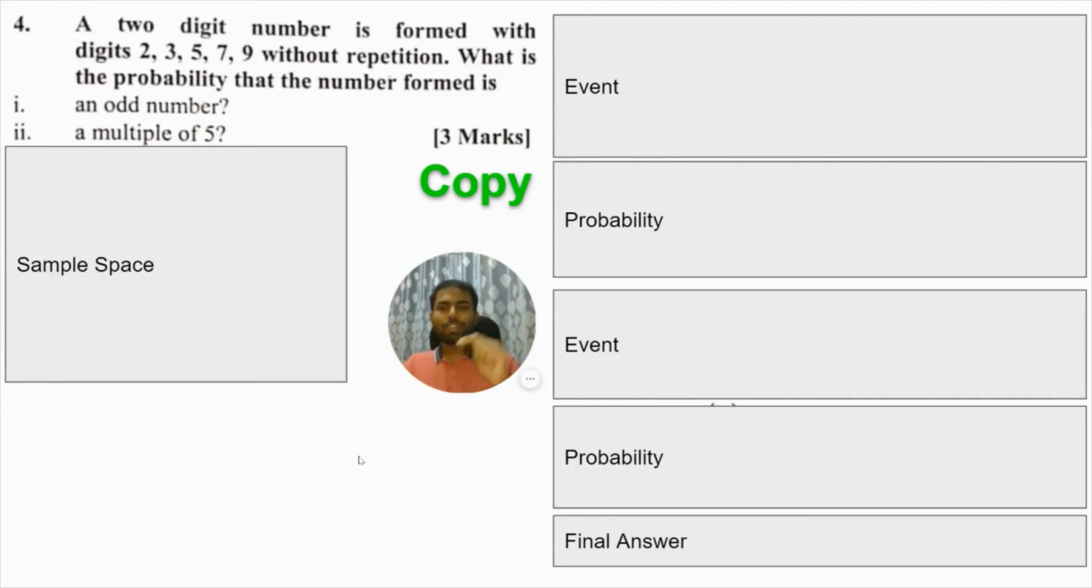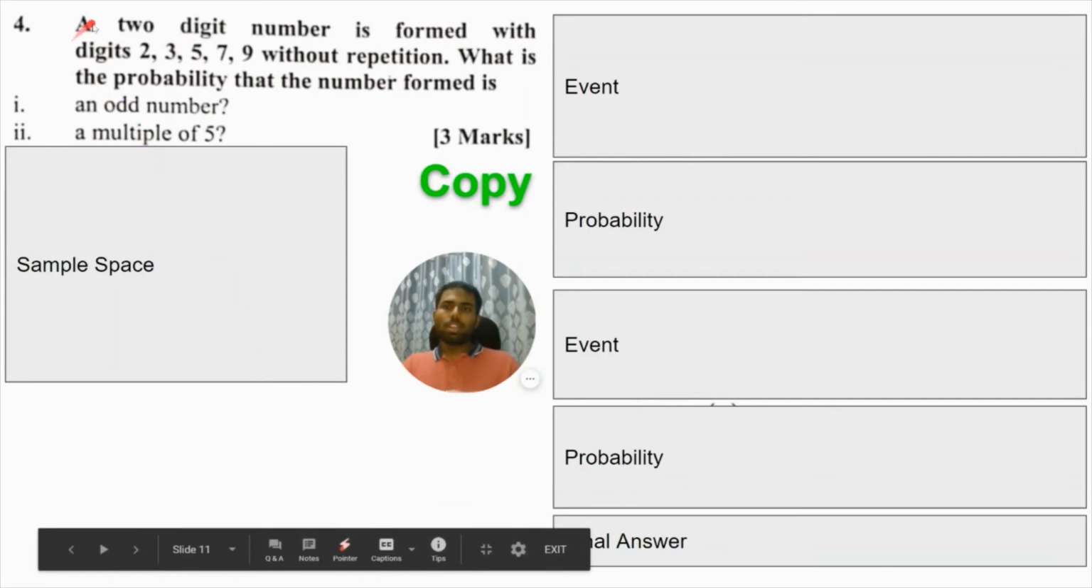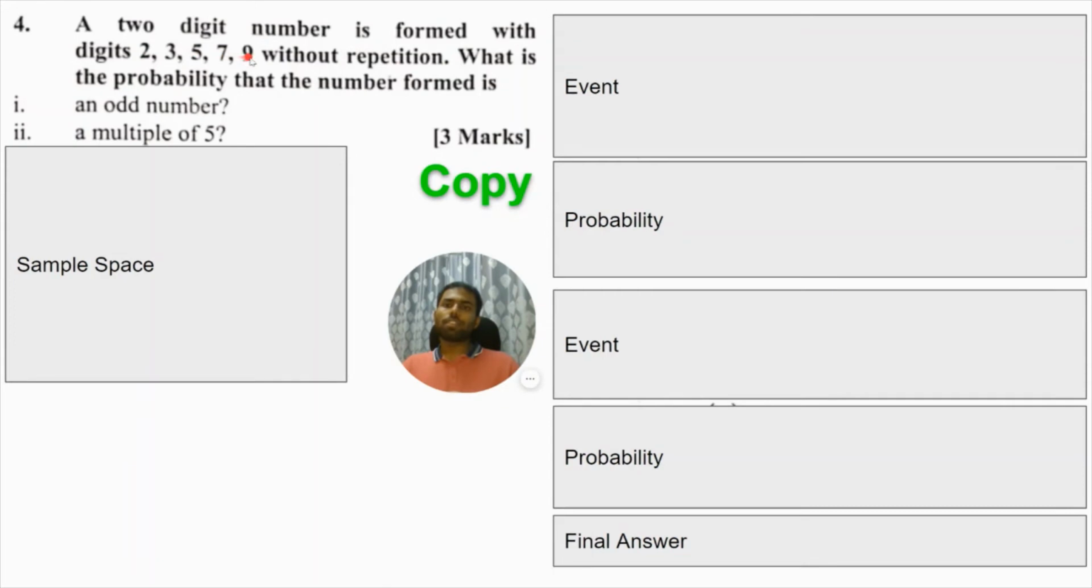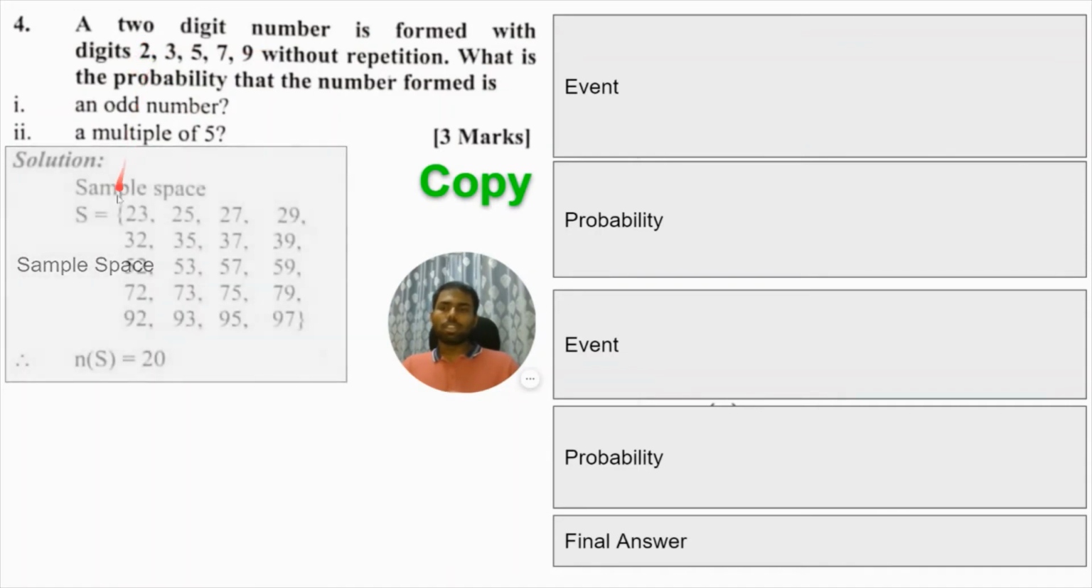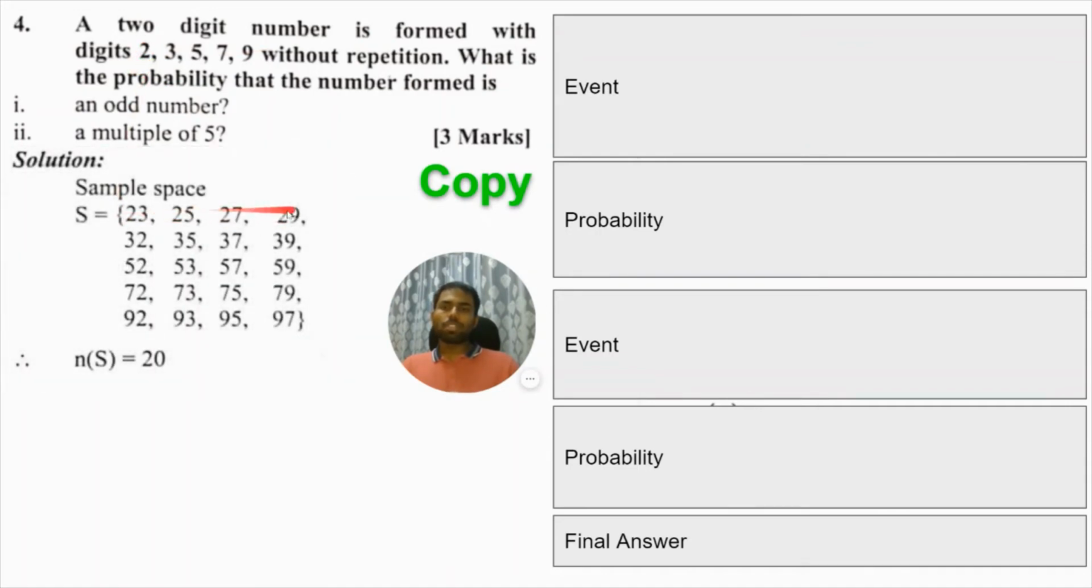Okay, I hope you paused the video and have tried to solve the sum by yourself. Now let us see the answer. A 2-digit number is formed with digits 2 3 5 7 9 without repetition. Okay, so इसका sample space कैसे लिखना है हम लोग ने देखा था, right? पहले 2 से चालू करो. So 2 3 23, 2 5 25, 2 7 27, 2 9 29. So 2 से स्टार्ट होने वाले सारे नंबर्स आ गए. So 2 से स्टार्ट होने वाले 4 नंबर्स फर्स्ट रो में.